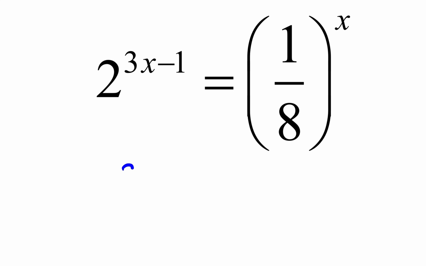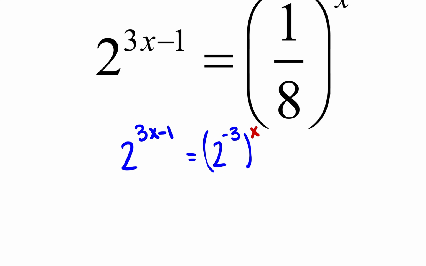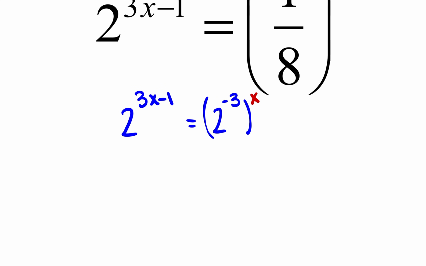So we have 2 to the power of 3x minus 1. That remains the same, equals. We have 2 to the what power gives us 8? Well, 2 to the third power, but because it's a fraction, it's going to be 2 to the negative 3. We then wrap that in parentheses, and we keep the original exponent x right there, and we then simplify. So this will turn into what? 2 to the power of 3x minus 1 is equal to 2 to the power of what? Negative 3 times x. That gives us negative 3x.